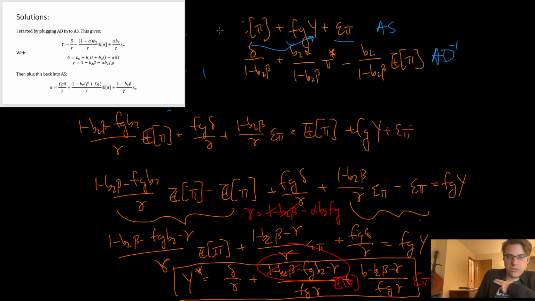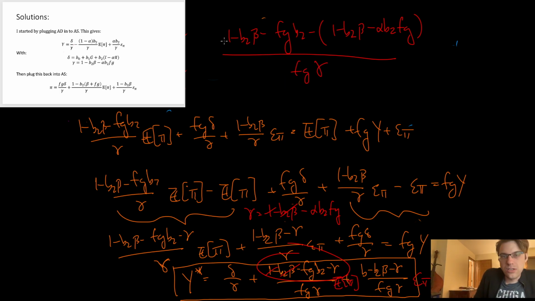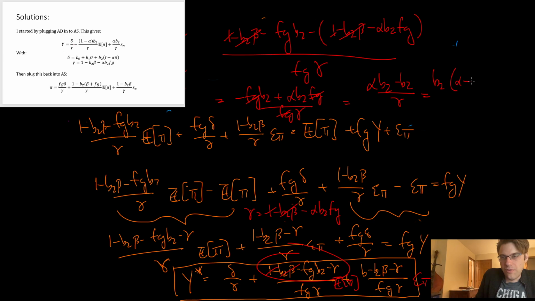Okay, so let me make some space and actually do this out. This simplifies quite nicely. You have gamma equals, down here, 1 minus B2 beta minus FG B2, and then minus 1 minus B2 beta minus alpha B2 FG, divided by FG gamma. Now you see here's plus 1, here's minus 1, here's minus B2 beta, here's plus B2 beta. So what this equals is minus FG B2 plus alpha B2 FG, divided by FG gamma. And then you see there's an FG here, here, and here. So this equals alpha B2 minus B2 over gamma, which is just B2 times alpha minus 1 over gamma. And lo and behold, this is exactly what we get for this coefficient. I put the minus sign up front, and then you get 1 minus alpha instead of alpha minus 1, B2 over gamma, expectation of pi.